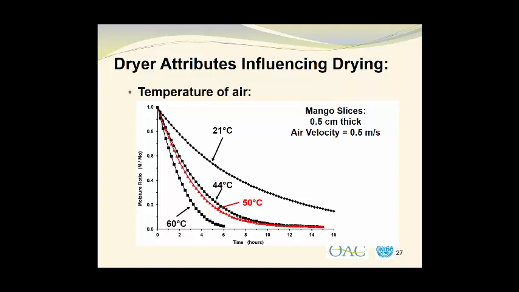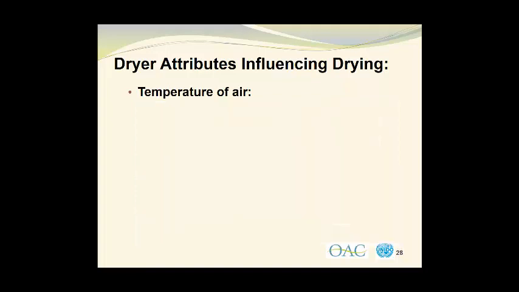And finally, we have the curve for drying the mango slices at 60 degrees Celsius, and it is the steepest of them all, indicating that the mangoes dry faster at 60 degrees Celsius than they do at lower temperatures. However, do not be tempted to increase the air temperature beyond the range of 50 to 55 degrees Celsius. If you go much beyond 55 degrees Celsius, you are at risk of doing thermal damage to the product.